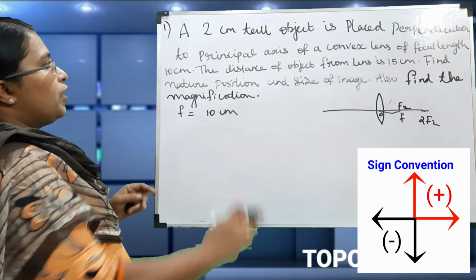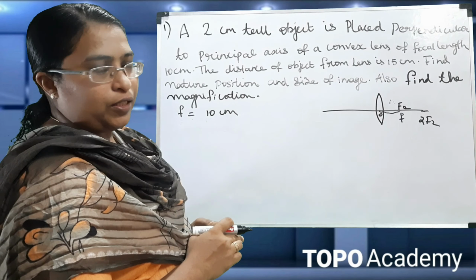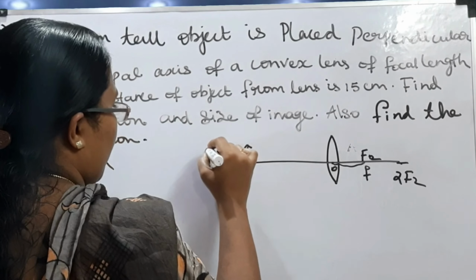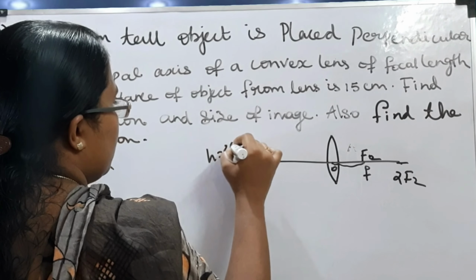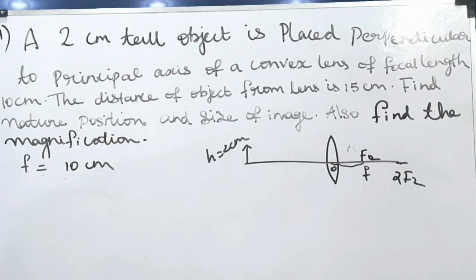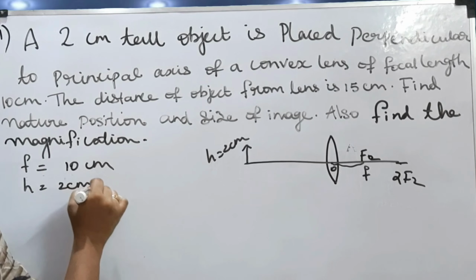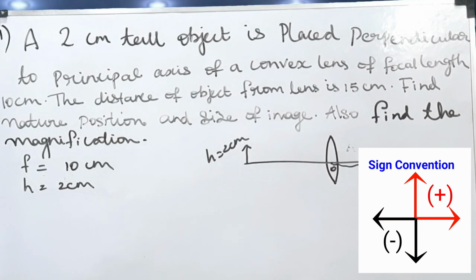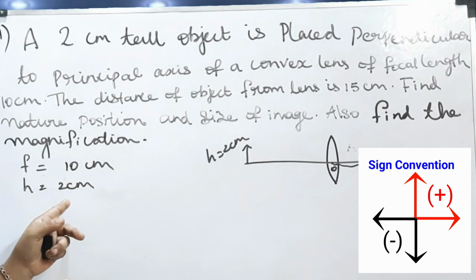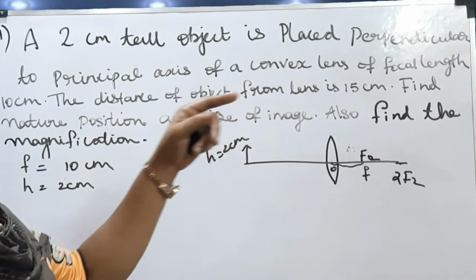Next, it is given that a 2 cm tall object is placed perpendicular to the principal axis. So h is given as 2 cm. What is the sign for h? It is positive because it is in the upward direction. Next, it is given that the distance of the object from the lens is 15 cm.